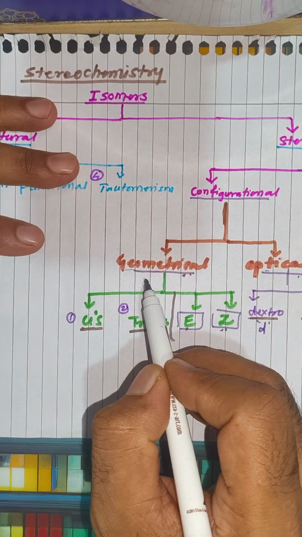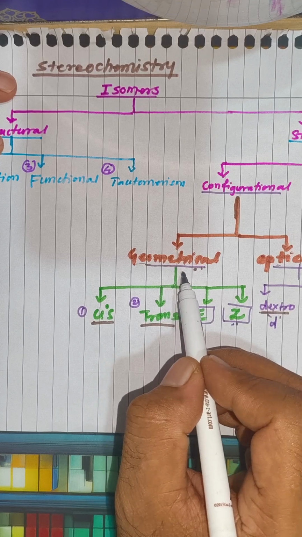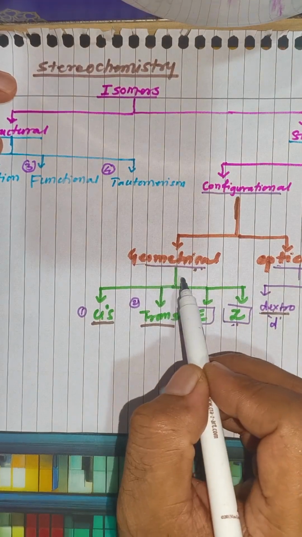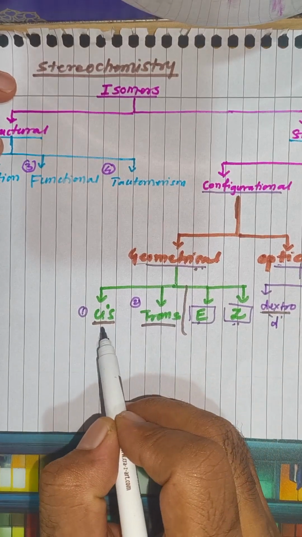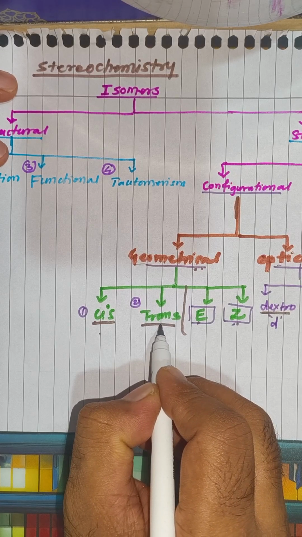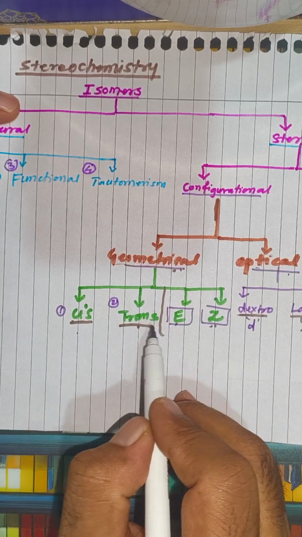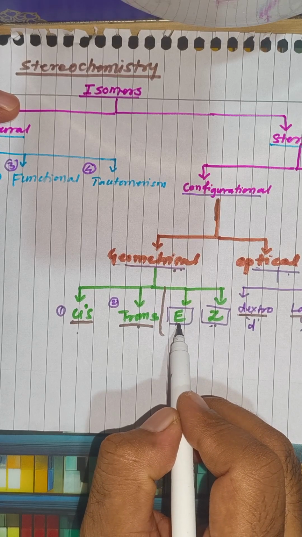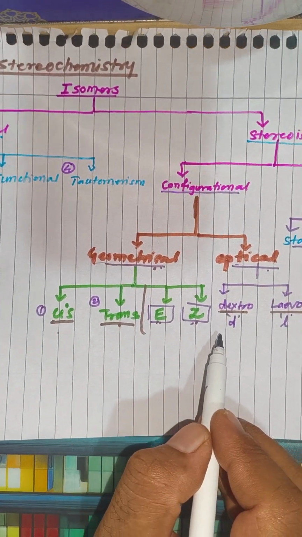Now what is the meaning of geometrical isomerism? Geometrical isomerism is applicable to compounds which contain a ring or double bonds, that is unsaturated alkenes. Geometrical isomerism is of two types: cis isomerism and trans isomerism. Cis and trans have some limitations, and that's why a new nomenclature system exists, the E and Z nomenclature. These are also geometrical isomers.